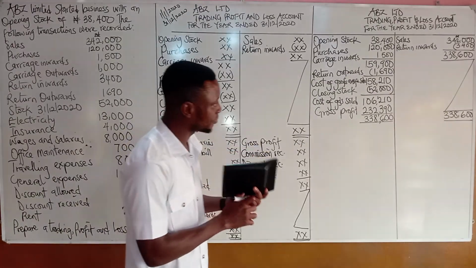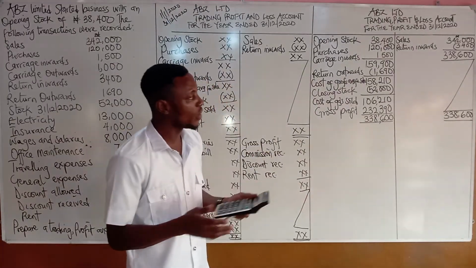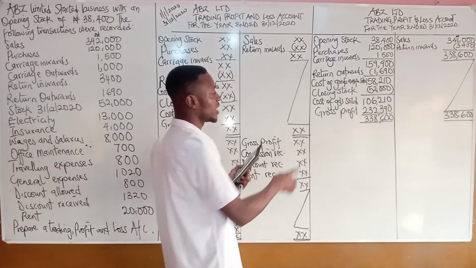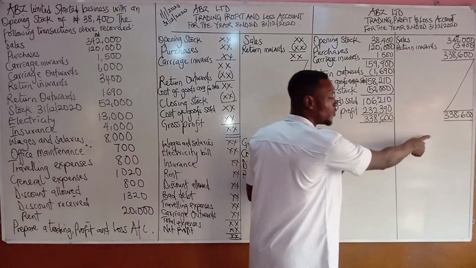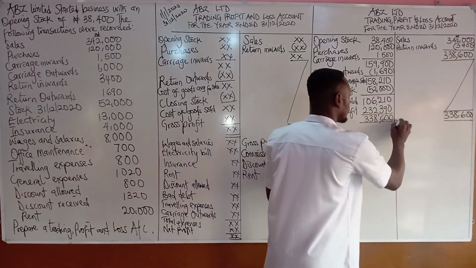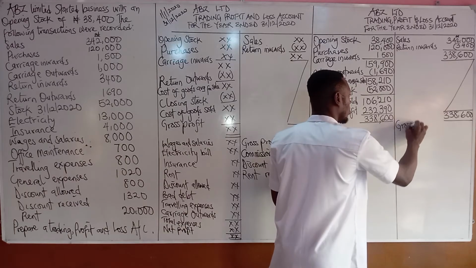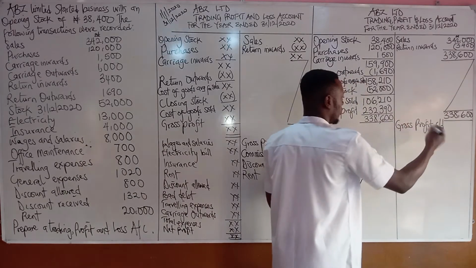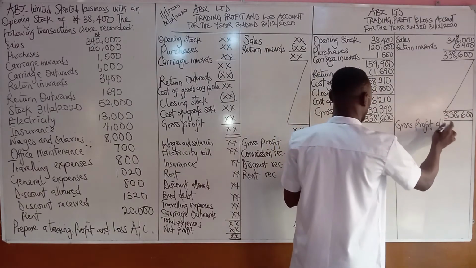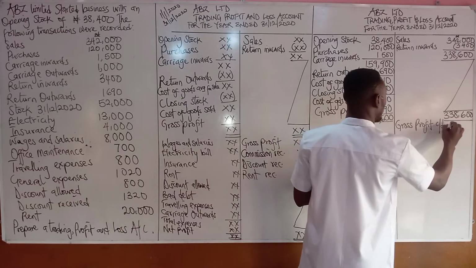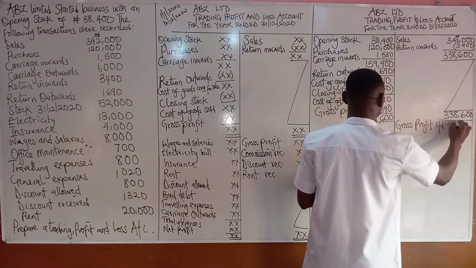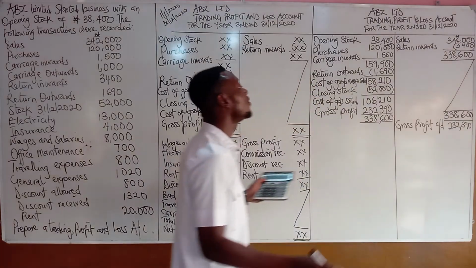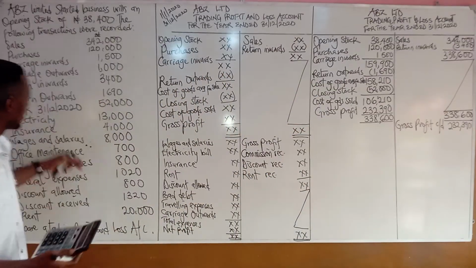Now, moving forward, we are proceeding to profit and loss account. How? Now remember, we said the first thing, your gross profit comes over to the credit side. So we have gross profit carried down or brought forward, 232,390.